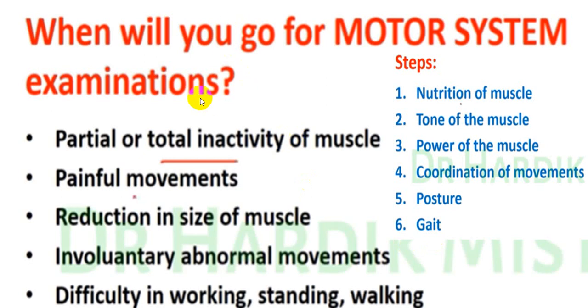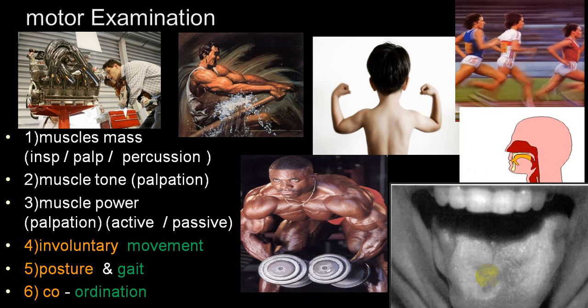When you are examining, we look for partial or total weakness, whether there are any painful movements, particularly because of disorders of muscles, any reduction in the size of the muscle like atrophy, or increase in the size of the muscle like hypertrophy, any abnormal involuntary movements, and what type of difficulty he comes across, whether while working, doing some activity, standing or walking, etc.